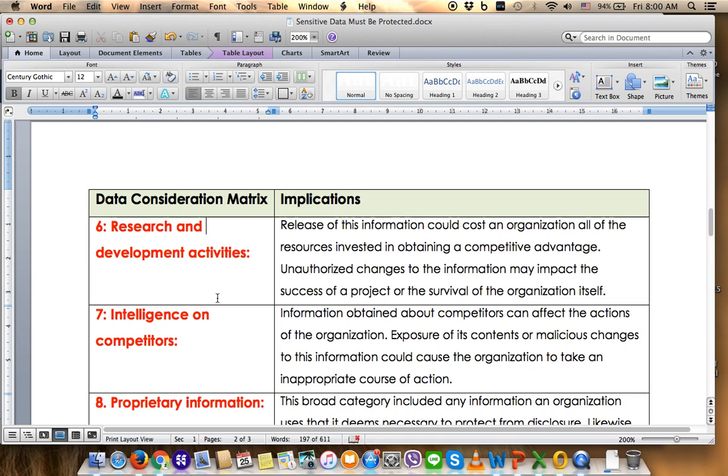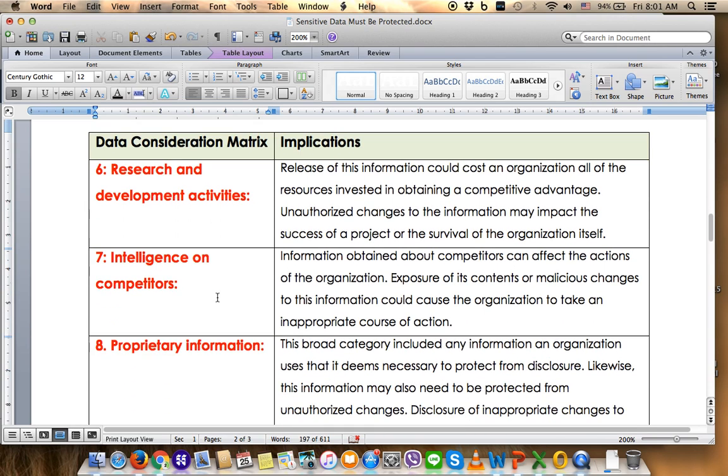This is also involved with research and development. So IT security or data governance people need to consider this area as confidential or sensitive information and need to restrict it from unauthorized persons or unauthorized access.